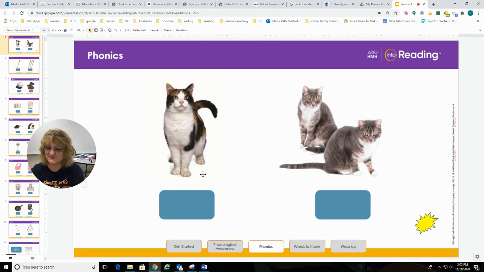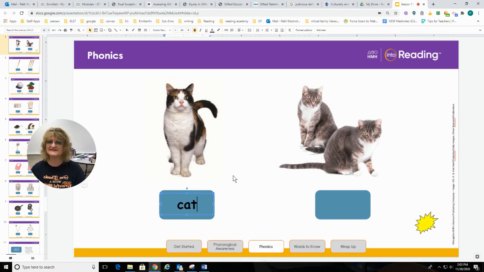So here's our first word: cat. Here's my picture of my cat. One cat. So I'm going to write down cat. C-A-T spells cat. On the other side, do I have more than one cat? I do. I have lots of cats. Actually, I have two cats. C-A-T. Now, that's cat, which means one.